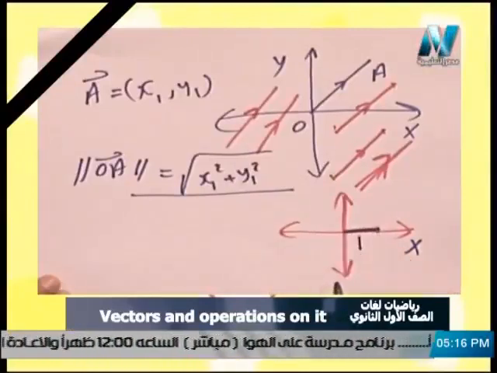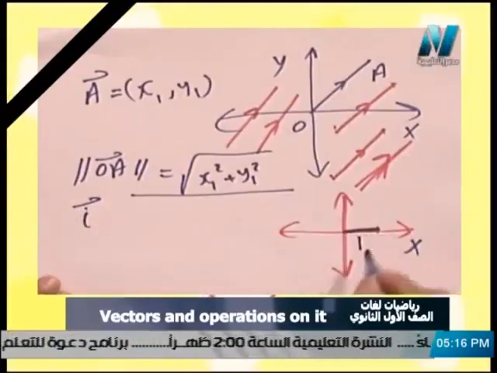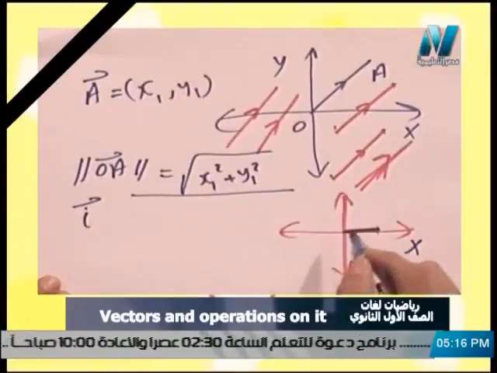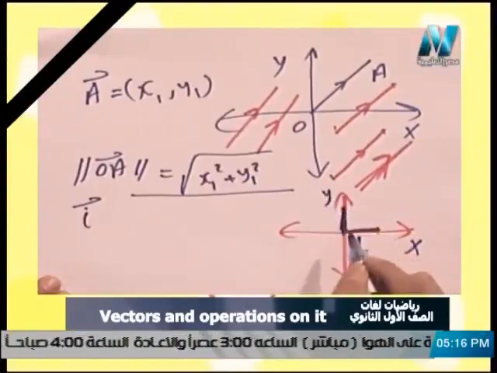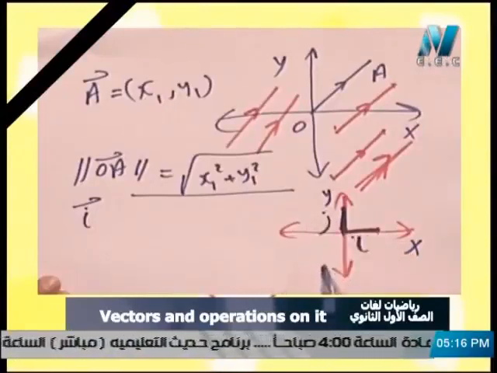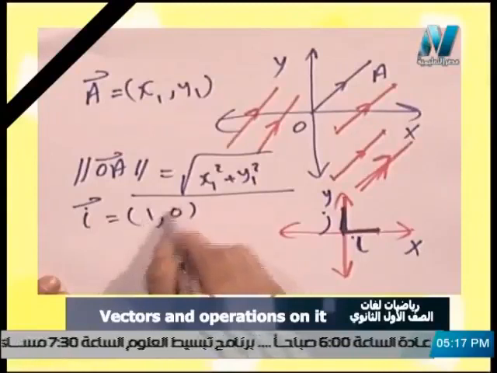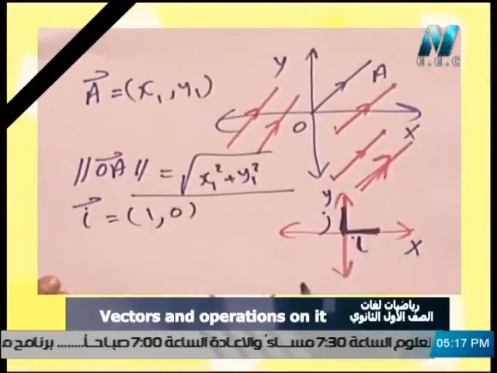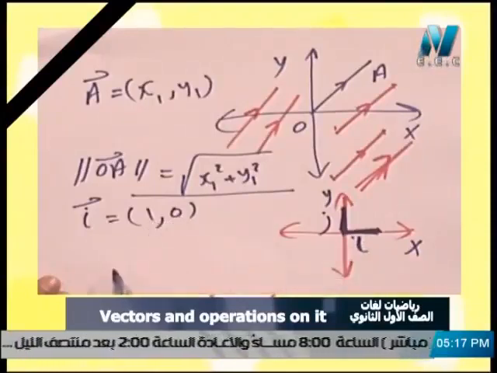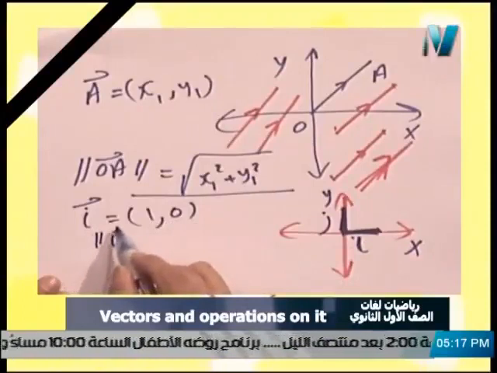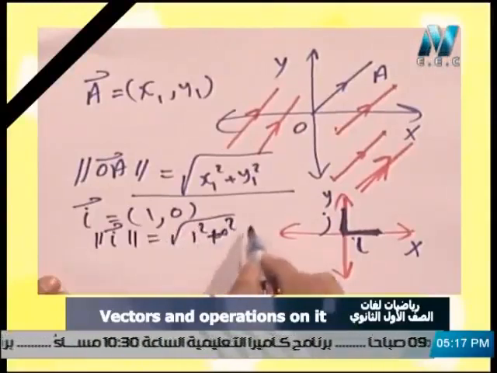Unit vector here is called I. So I is a unit vector in the direction of the x-axis. And we have also a unit vector here in the y direction, and its magnitude equals 1, and we call it j. So I can be represented by the coordinates 1 and 0. Why 1 and 0? Because it has 1 unit in the x-axis, but none in the y-axis. And if we would like to find its norm, it is square root of 1 power 2 plus 0 power 2, of course the answer will be 1.